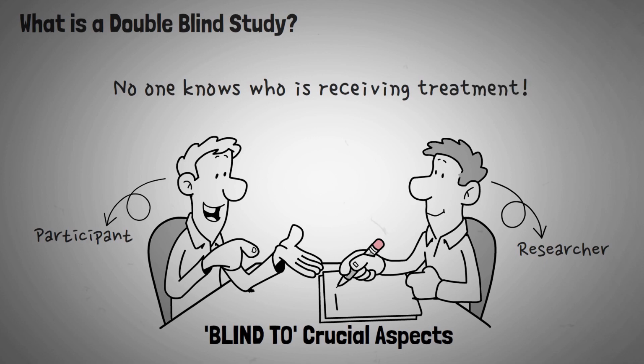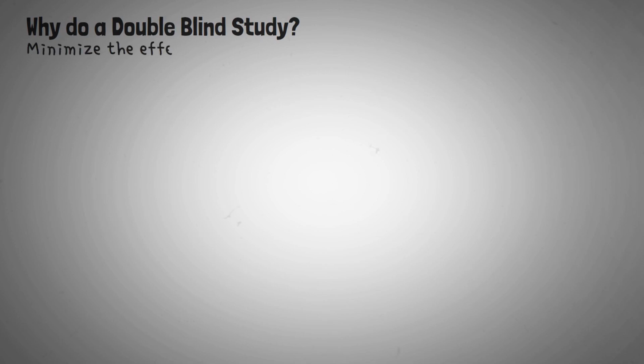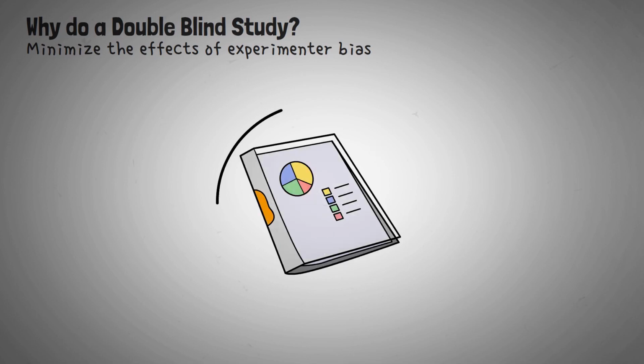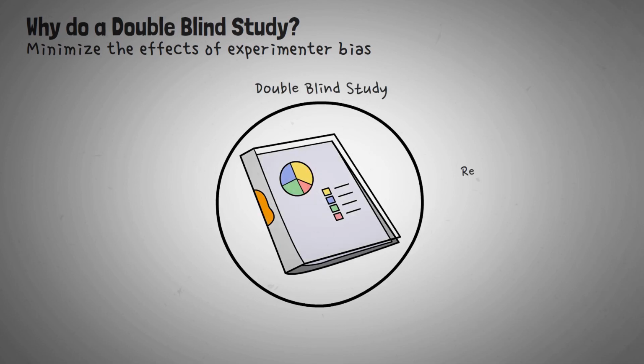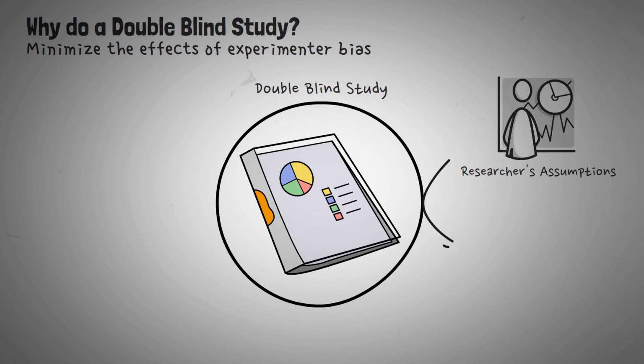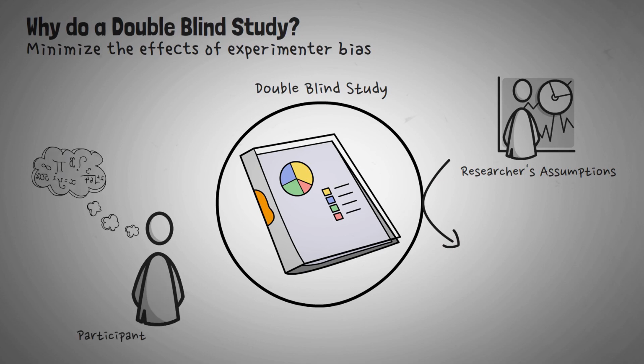So this brings up the question, why would we do a double-blind study? Well, the main purpose of a double-blind study is to minimize the effects of the experimenter bias. In other words, the results of the research are less likely to be affected by external factors, such as the experimenters verbally or non-verbally communicating their assumptions about the treatment's efficiency, or maybe the expectations of the participants.